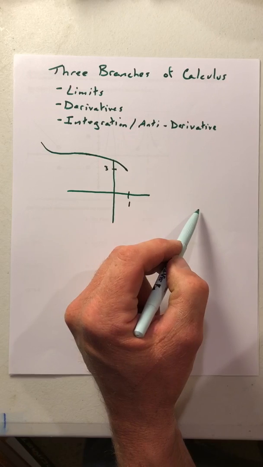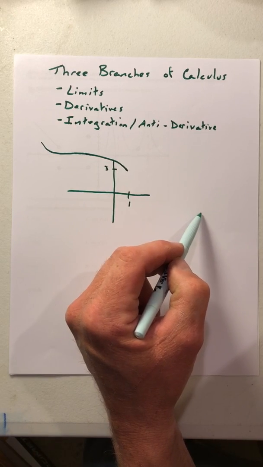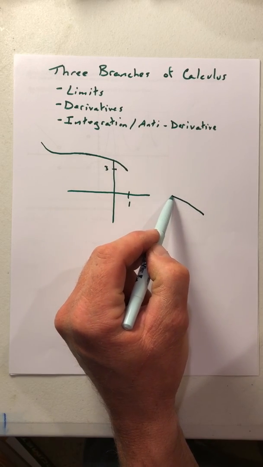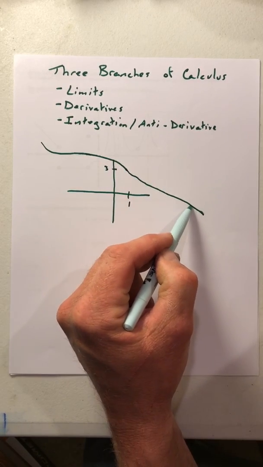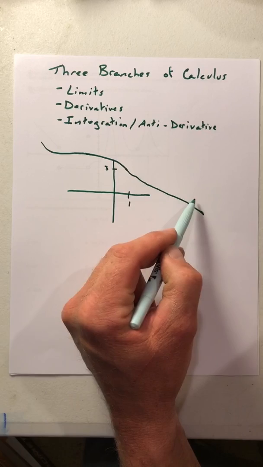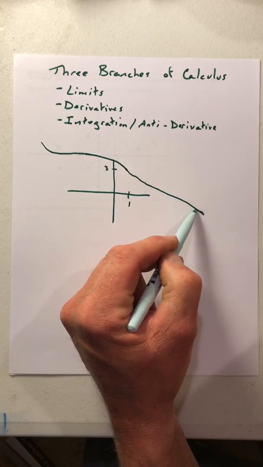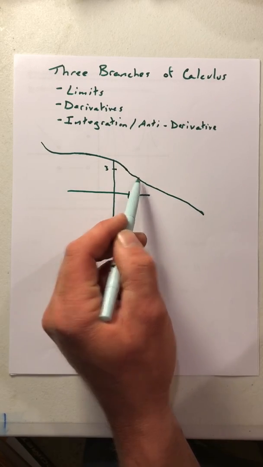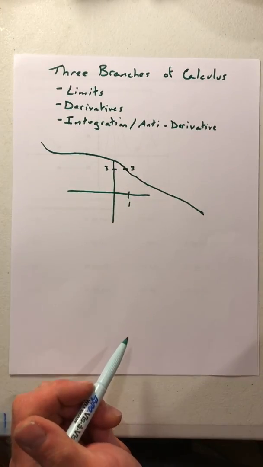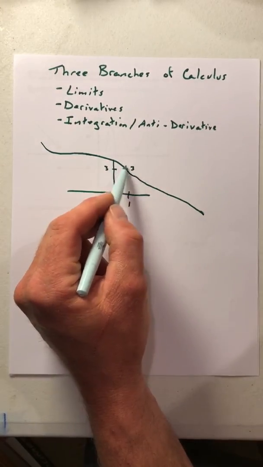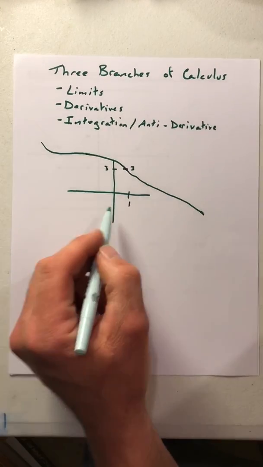And maybe we have another branch coming from the right side of this graph, and maybe it comes up to this point. So here, as we get closer and closer to the x value of 1, our y values are rising so that we get closer and closer and closer here to 3. So we would say the limit of that value is 3.